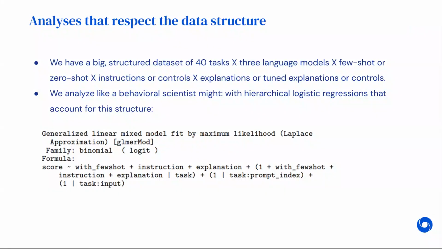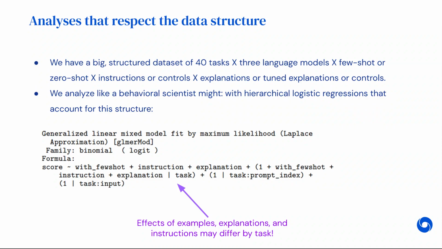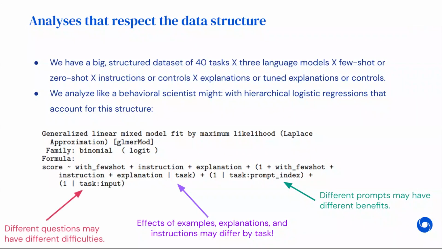I'm not going to describe this in full detail, but among other things, our model accounts for the idea that the effects of examples, explanations, and instructions might differ by task, either because of the task difficulty or because the examples and instructions just aren't as good for some tasks. It could be that different prompts we create for the same task might have different benefits because of variability in the examples or the way we explain things. And it could be that different questions for a given task might have different difficulties. And our model takes all of this into account when assessing the effects of our different interventions.